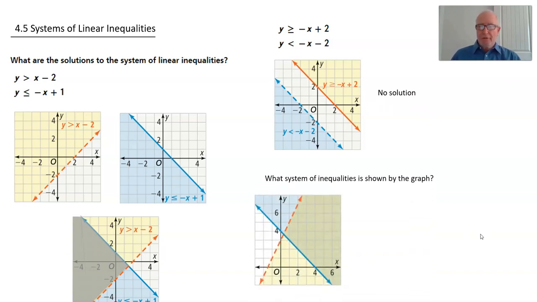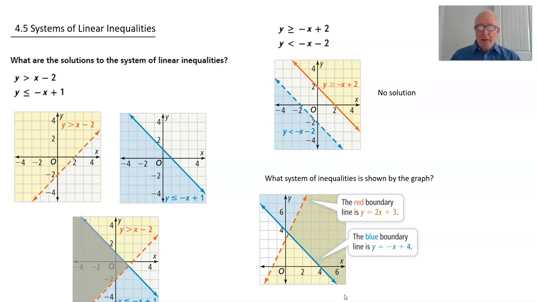Finally, if we're given a system on a graph, we want to be able to write the system of inequalities that describes that graph. The red line has a y-intercept of 3, and we can see we'd go up 2 and over 1. That gives us that slope, and it's a dotted line. The blue line has a y-intercept of 4, and it goes down 1 and over 1, and that's a solid line. So we have the equations for the lines: y equals 2x plus 3, y equals negative x plus 4.